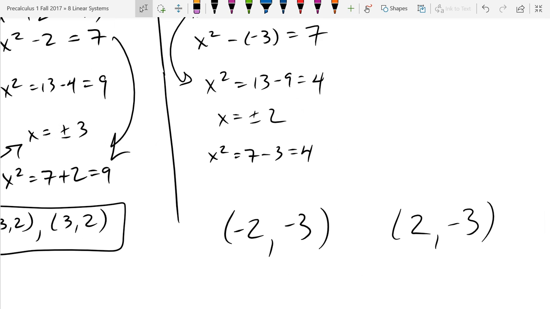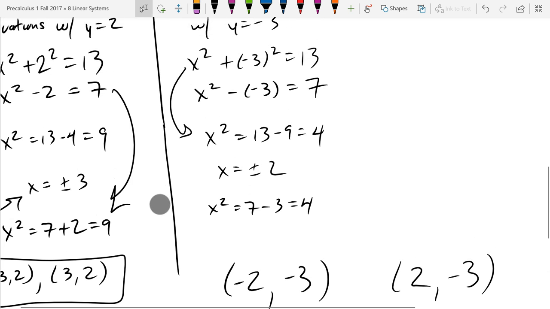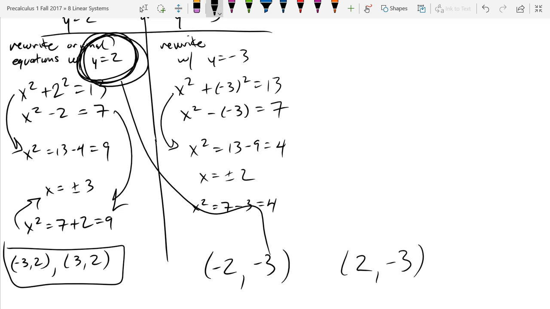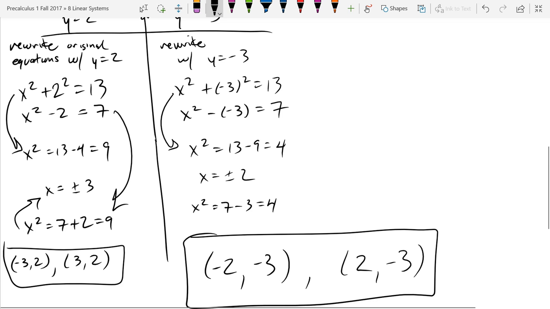So you should get your x values at plus and minus 2. And then you need to pair them up with the correct y value. Our y was negative 3. What you don't want to do is go and grab the y value on the wrong side and bring it down. So make sure you don't do that. So there's our four solutions right there.